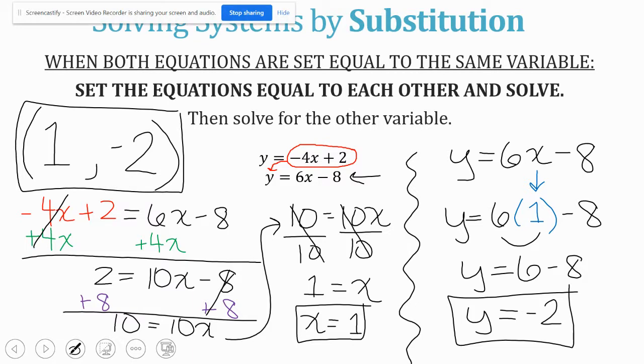Okay, we're going to take a look at another example. I just want to summarize. When they're both equal to that same variable, it can be y equals something and then x equals something. As long as they're the same variable, you can set them equal to each other and solve from there. Let's take a look at one more example.